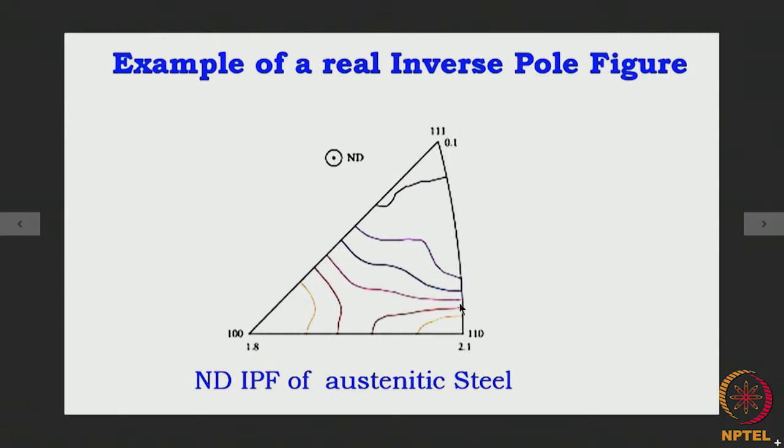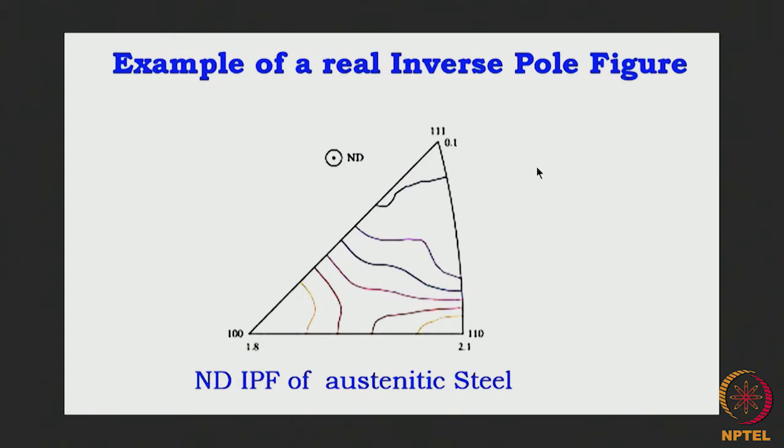That means for most of the grains, the normal directions have orientations close to 110, and a quite substantial number of grains are such that their normal directions are close to 100, because you see here it is 1.8 times random. But what about the 111? Very little. That means practically in this material, the normal direction for none of the grains, so to say, is close to 111. So, in this way, we represent texture by using what is known as an inverse pole figure.